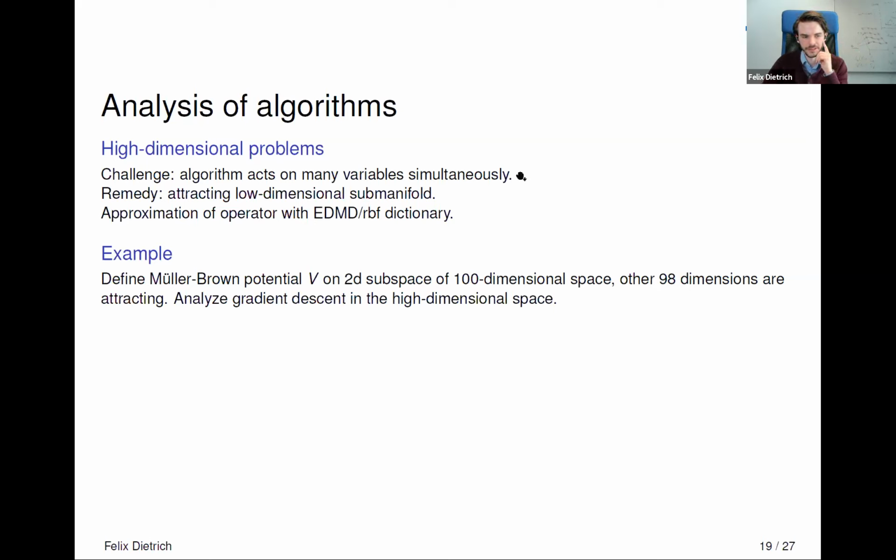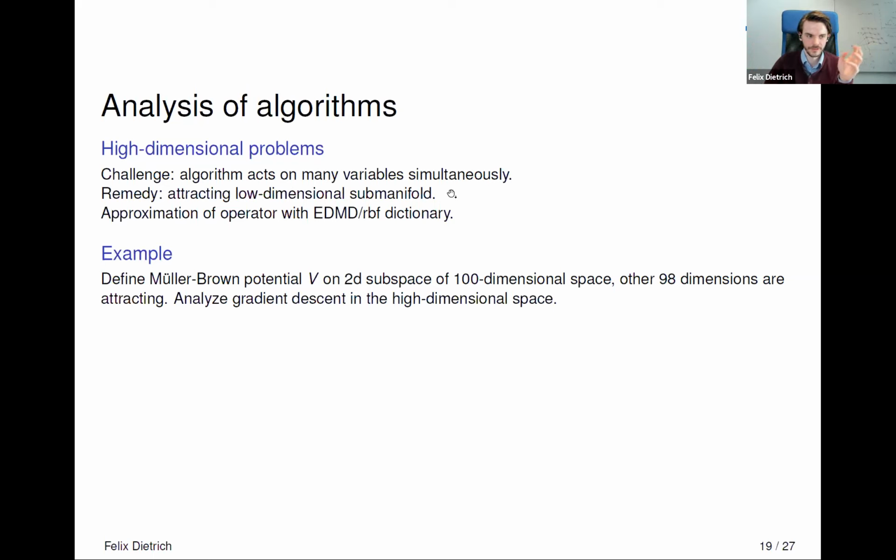And now, of course, the challenge is that the algorithm acts on many variables, right? So the algorithm for an optimization problem might act on 100 variables, or a dynamical system might be written in terms of 100 ODEs. And our remedy, at least in this paper, is always we just hope that the algorithm itself moves down the states quickly to some lower dimensional submanifold of the ambient space, which happens a lot actually in multi-scale algorithms and also in algorithms that treat objectives with very different weightings, right? Which happens a lot in neural networks as well.